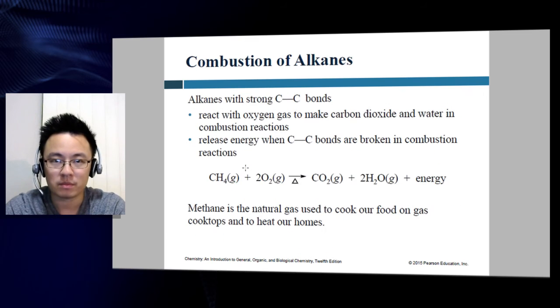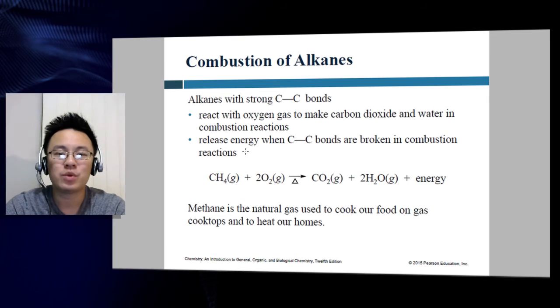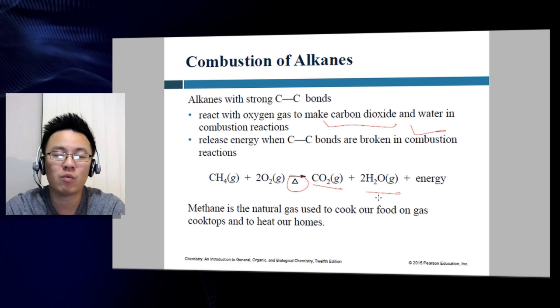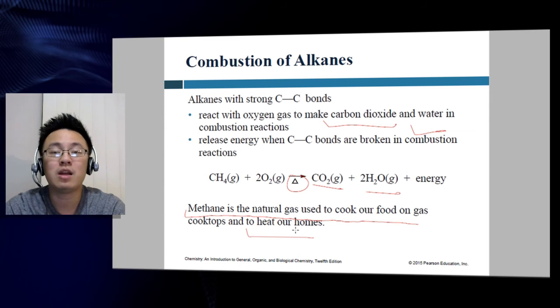Now, combustion of alkanes: an alkane reacts with oxygen gas to make carbon dioxide and water. So here we go. We have heat and products, carbon dioxide and water, and the C-C bonds in an alkane release energy and are broken in those combustion reactions. For example, methane is a natural gas used to cook our foods on gas stovetops and to heat our homes.